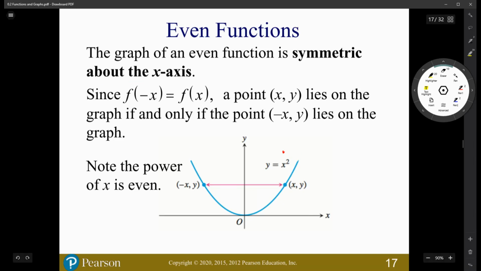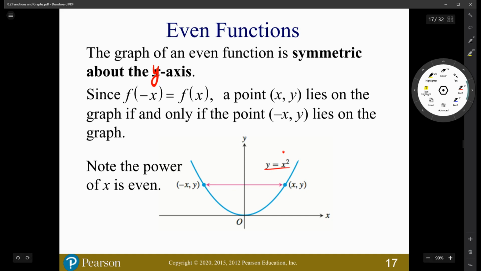Here we see a little more about even functions. First of all, the graph of an even function is symmetric about the y-axis. Even functions, again, are the ones where if we plug in negative x, we end up with the original function. So that means a point lies on this graph if and only if the point negative x comma y lies on the graph. And you can see this in a pretty common even function down below.